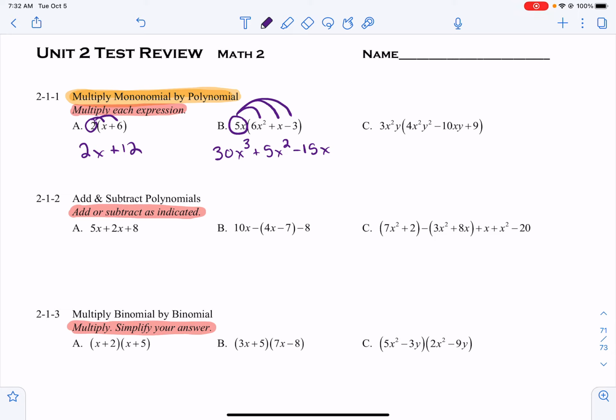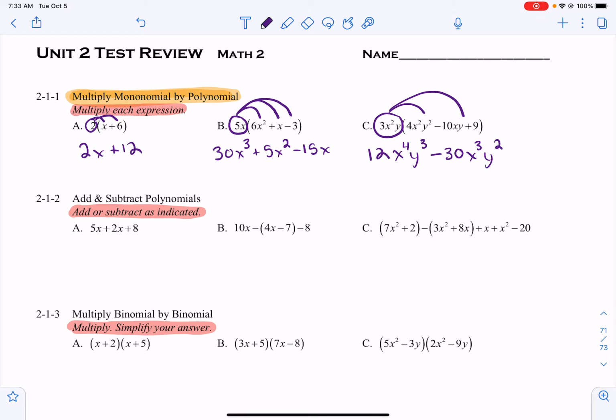Part C, now we throw a y in the mix. So I have 3x squared times y multiplied by 4x squared y squared. So just pick the pieces that go together. The 3 times 4 is 12. The x squared and the x squared go together to become x to the 4th. The y and the y squared add up to be y to the 3rd. Then I multiply it by the second term. 3 and negative 10 multiply to be negative 30. X squared multiplies by x to become x cubed. Y multiplies by y to become y squared.